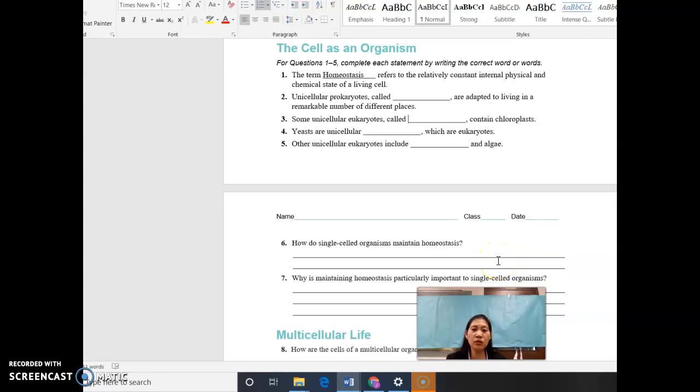So why is maintaining homeostasis particularly important to single-celled organisms? Of course, because they consist of only one cell. So loss of homeostasis by a single-celled organism would mean the immediate death of the organism. So that's why they still have the homeostasis. They do not have any other cells that can perform the activities of life for them. So there's only one cell, so they must maintain their internal environment.